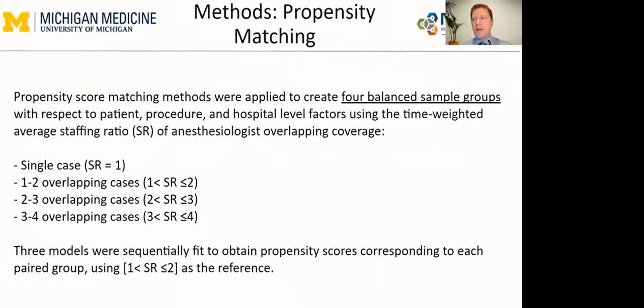We used propensity matching to compare similar cases, matching within each surgical group and adjusting on patient, procedure, and hospital level confounders. We were able to create 4 balanced sample groups defined by staffing ratio. A staffing ratio equal to 1 is where an anesthesiologist was covering a single case for the duration of that case. And we have separate groups with coverage between 1 and 2, 2 and 3, and 3 and 4 overlapping cases. Using the staffing ratio 1 to 2 group as reference, 3 propensity score models were developed for the remaining groups.